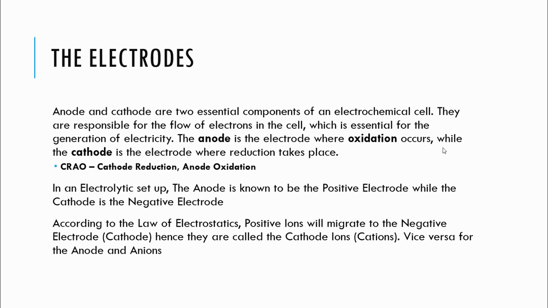So in an electrolytic setup now, the anode is known to be the positive electrode while the cathode is the negative electrode. I just mentioned that. Then according to the law of electrostatics, unlike charges attract and like charges repel. That means to the positive electrode, the ions that will go there will be negative, while to the negative electrode, the ions that will go there will be what? Positive. That's the idea. So positive ions will migrate to the negative electrode, the cathode. Hence they are called the cathode ions, cations. While the negative ions will migrate to the positive electrode, which is the anode. The ions that migrate to the anode are the anode ions, that is anions.